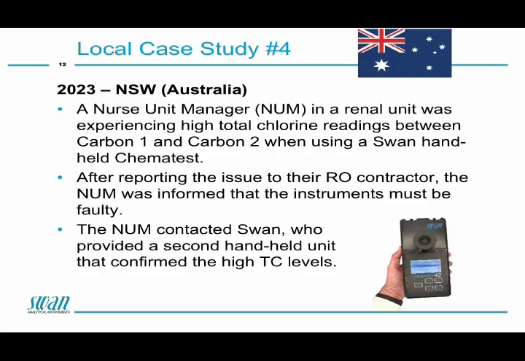And a NUM of a ward was experiencing high total chlorine readings between carbon 1 and 2. And she wasn't using a dipstick, she was using a Swan handheld Chematest, which is using the DPD colorimetric method, but a portable one. Now, after reporting the issue to the RO contractor, the NUM was informed that the instruments must be faulty. So then the NUM contacted us. We provided a second handheld unit, which confirmed that the total chlorine level was indeed high.